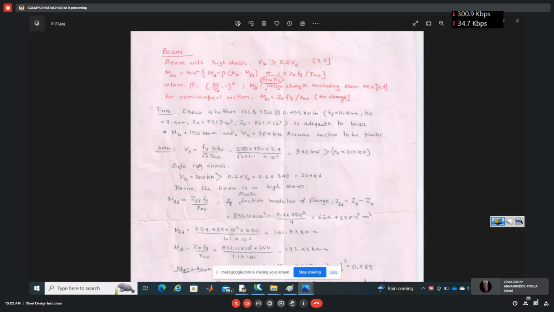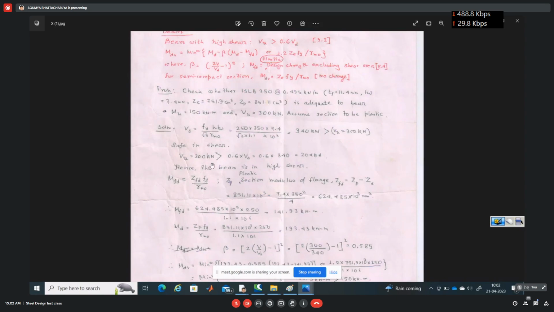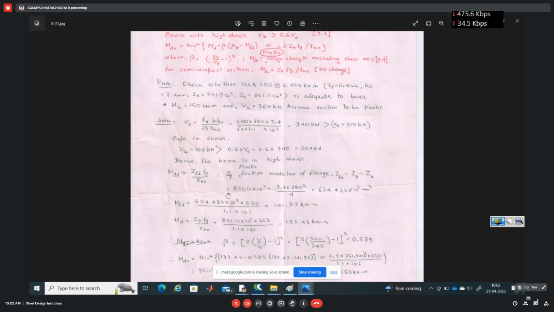So first of all, we will calculate the capacity in shear, Fy h tw by root 3 gamma m0, as we have done. So it is safe in shear. Then we check the shear force, which is 300 kilonewton, which is more than 60% of the capacity. That means the beam is in high shear. So I have to now calculate the reduced moment capacity. First of all, we calculate Mfd, the design strength of the flange only.